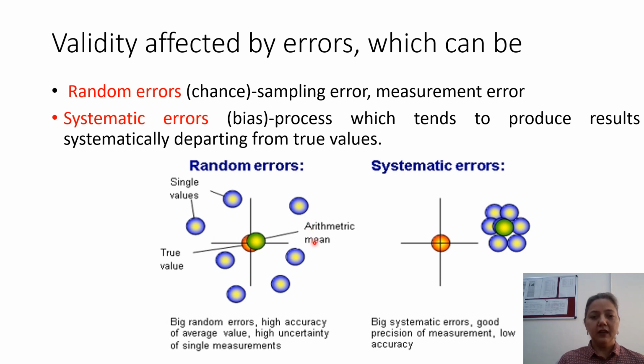We can understand it like this: random errors are chance errors, and the single values are scattered around the mean value. A single value may be far off from the mean value, but when we take the mean value, it is closer to the actual value, or it has more validity, whereas the single value has high uncertainty. Whereas in systematic errors or biases, all the values are shifted away from the actual value. So even their mean is not valid. That leads to low accuracy of the results.